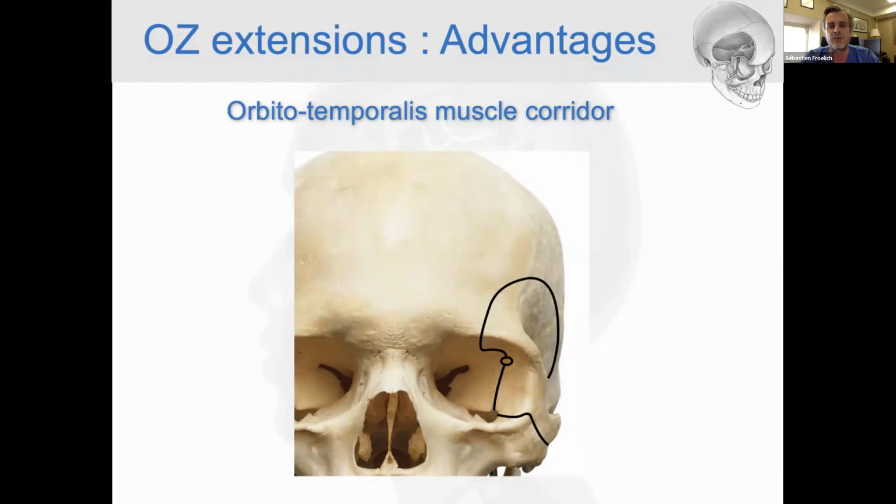the concept I am using for FTOZ now is the orbito-temporalis muscle corridor, which means that it's not really the superior orbital rim that gives me an advantage. It's more the lateral aspect of the superior rim and the lateral rim of the orbit that is good to remove with the FTOZ. Why?